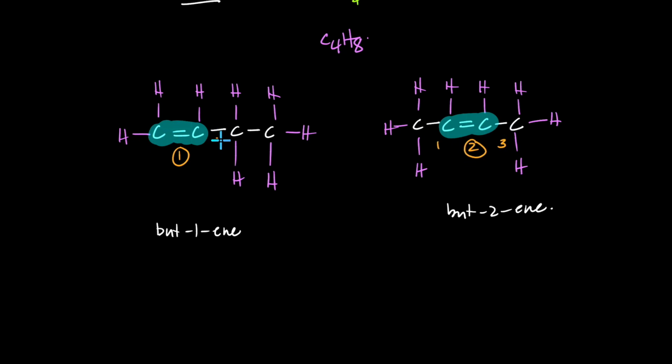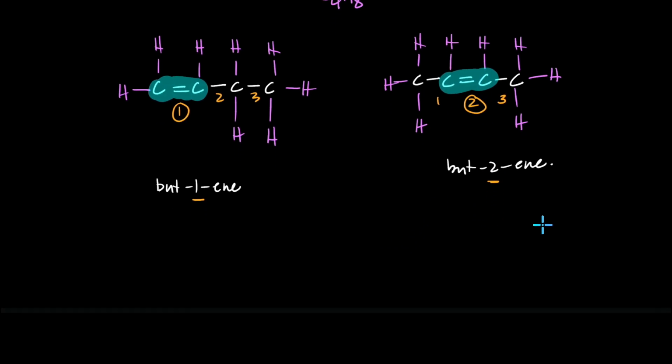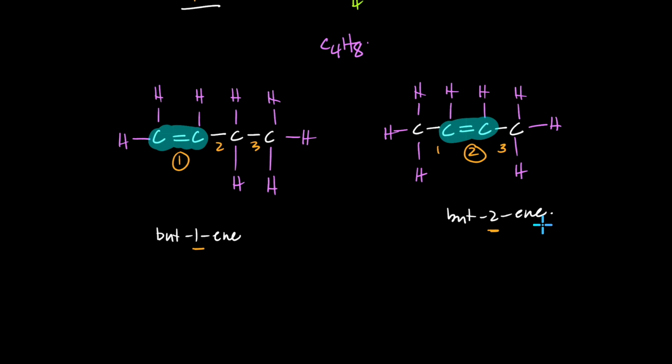Meaning first, second, third. First, second, third. When the first carbon-carbon bond is double, it becomes a 1-ene. When the second one is double, it becomes a 2-ene. And some might say, well, why not a 3-ene? Well, you could have a 3-ene, but it would be the exact same thing as but-1-ene. It's like flipping the molecule completely and it becomes the same thing.